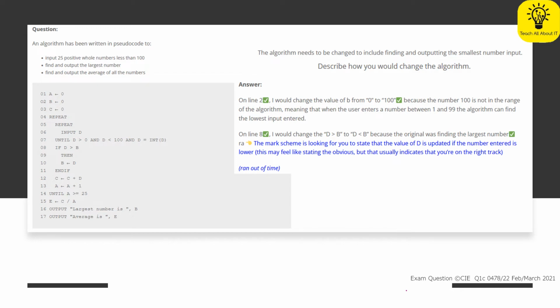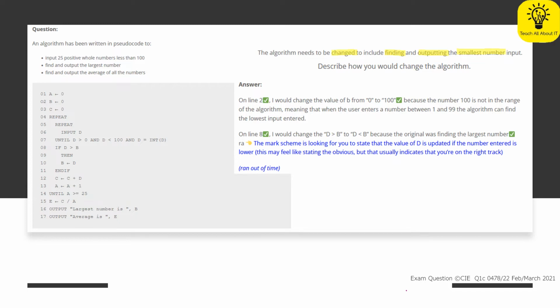Okay, so let's have a look and see what we've got here. This student has actually made a slight error in what they've done. However, they have met all of the criteria for the mark scheme. The error that they made was that they changed this so that it only found the lowest number rather than including both the highest and lowest. So the algorithm in this case needs to be changed to include finding and outputting the smallest number.